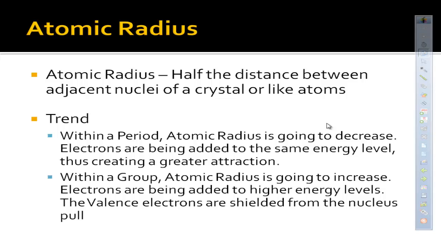But as you get to those higher energy levels, you're actually adding more and more electrons to those inner energy levels. And the thing is, those outer electrons are being shielded from the nucleus. And because you're being shielded from the nucleus, you're going to notice that the atomic radius is going to increase as you go down a group. So within a period left to right, atomic radius is going to decrease. And as you go down a group, you're going to notice that that atomic radius is going to increase.